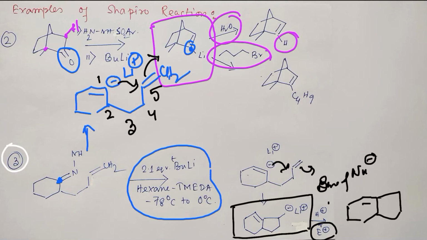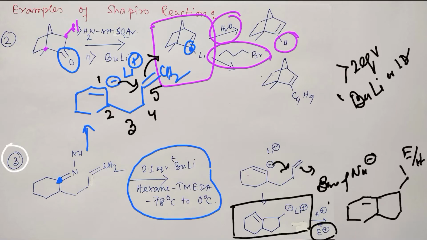So this product will be obtained, or in the case of proton there will be a hydrogen. Okay, so this is the product. So this is very interesting. By the way, in every reaction we are using greater than 2 equivalents of, better to say, tertiary butyl lithium or LDA.